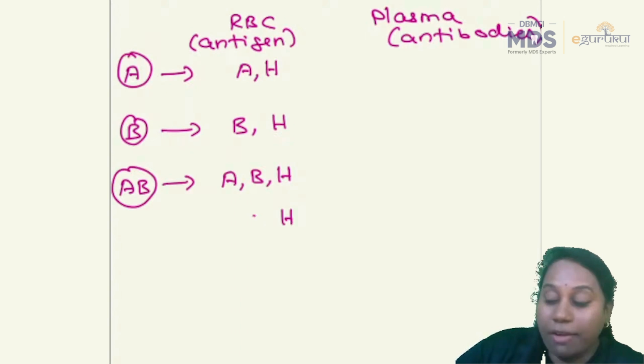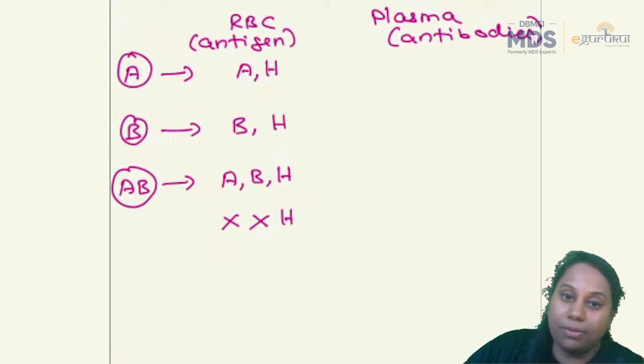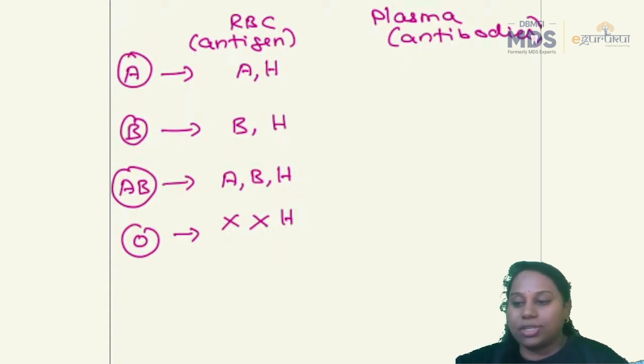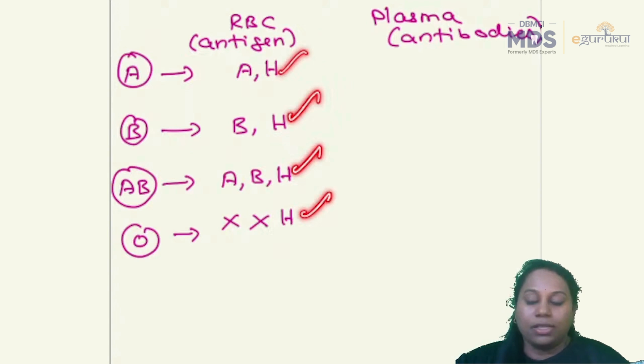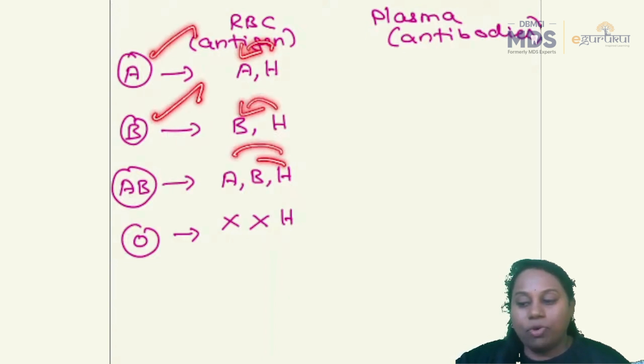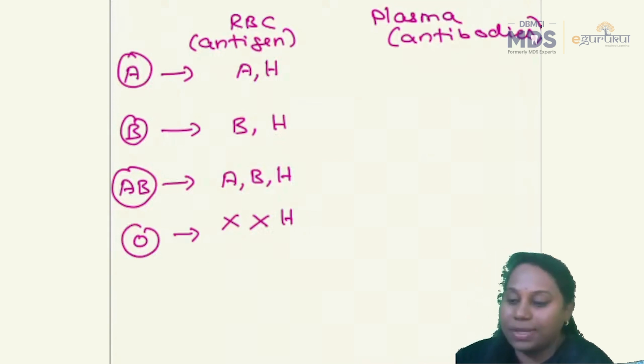If you don't have both the enzymes, then you cannot convert H into A or H into B. So you will have only H. This is called O group person. So an O group person will have only H antigen. So basically H antigen will be present in all the blood groups. Based on whichever enzyme you have, if you can convert H into A, A group. If you can convert H into B, B group. If you can convert it into both, AB group. If you cannot convert it into either, O group. So this is based on the antigen present on the RBC.